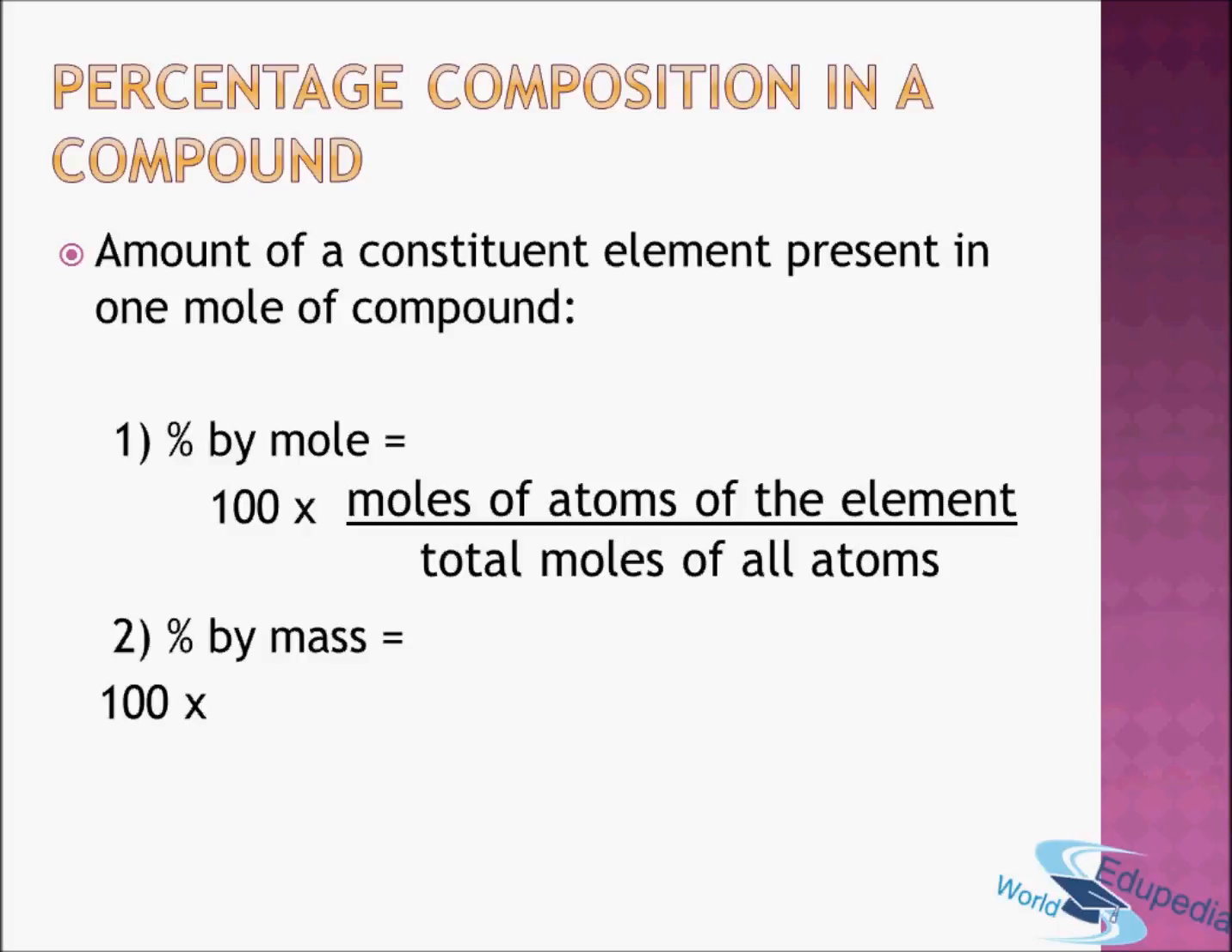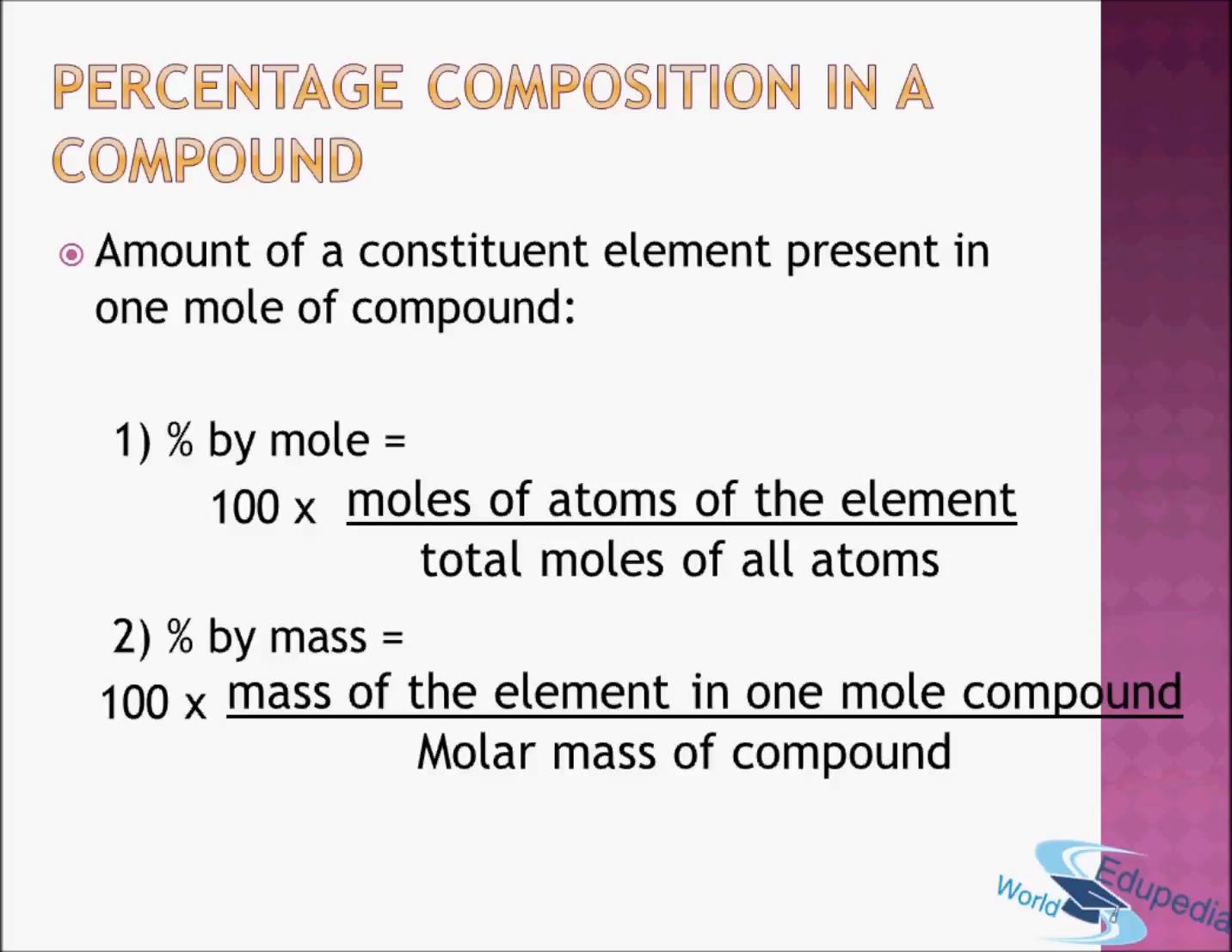Similarly, I can calculate percentage by mass, and I can calculate percentage by mass as 100 multiplied with mass of atom of an element divided by molar mass of compound. Percentage by mass is calculated as 100 multiplied with mass of the element in 1 mole compound divided by molar mass of compound. Since we are talking about 1 mole compound, we have used denominator as molar mass of the compound. If we were not talking about 1 mole of compound, say 2 mole of compound, then we will calculate mass of element in 2 mole of compound divided by mass of 2 mole of compound. You can do that as well, or you can always use this formula. This formula is always valid.